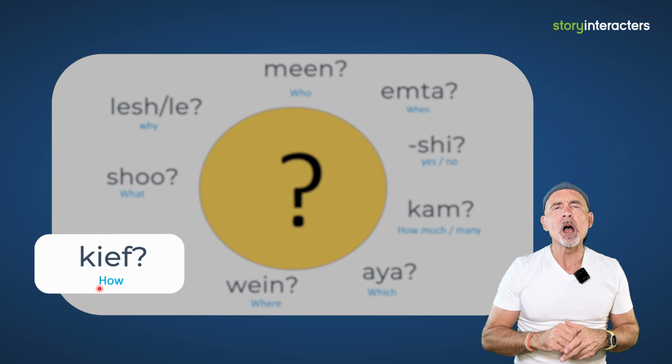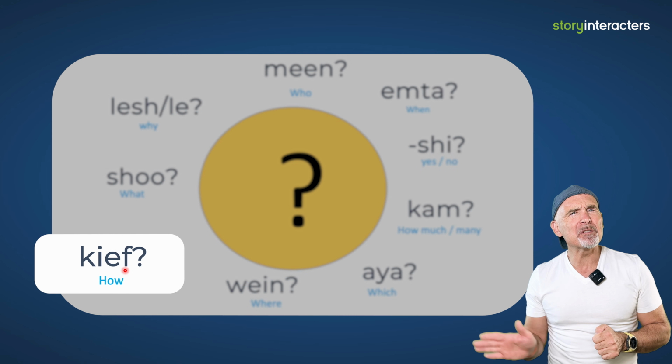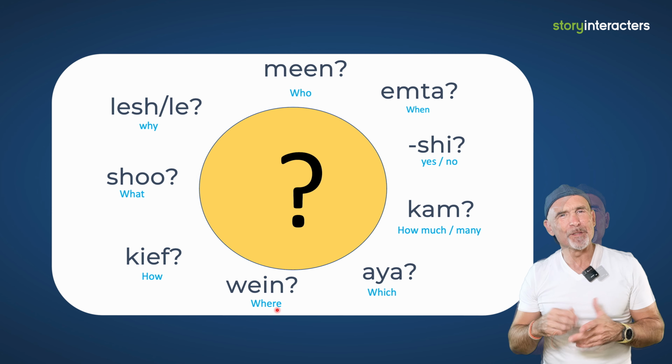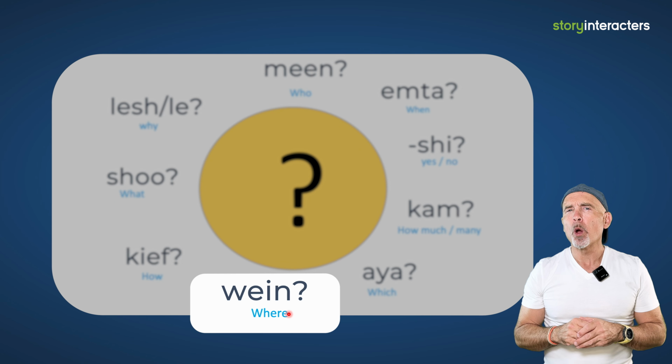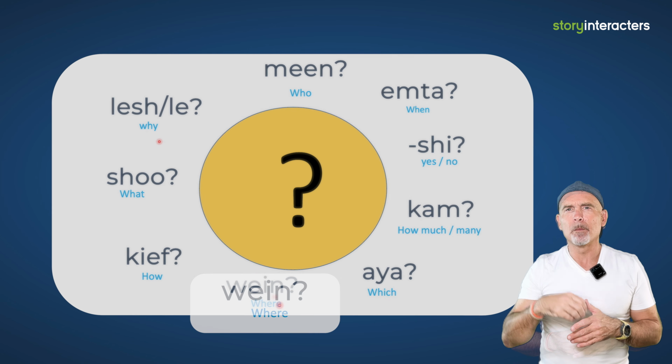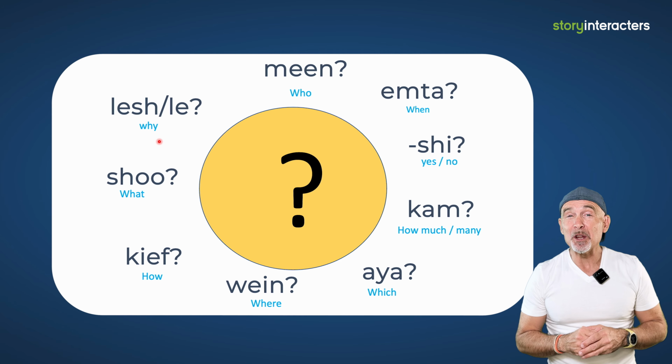Kif means how. Do it with me. Kif. You're painting the picture. Next one is where. Ween. Next question word is why.